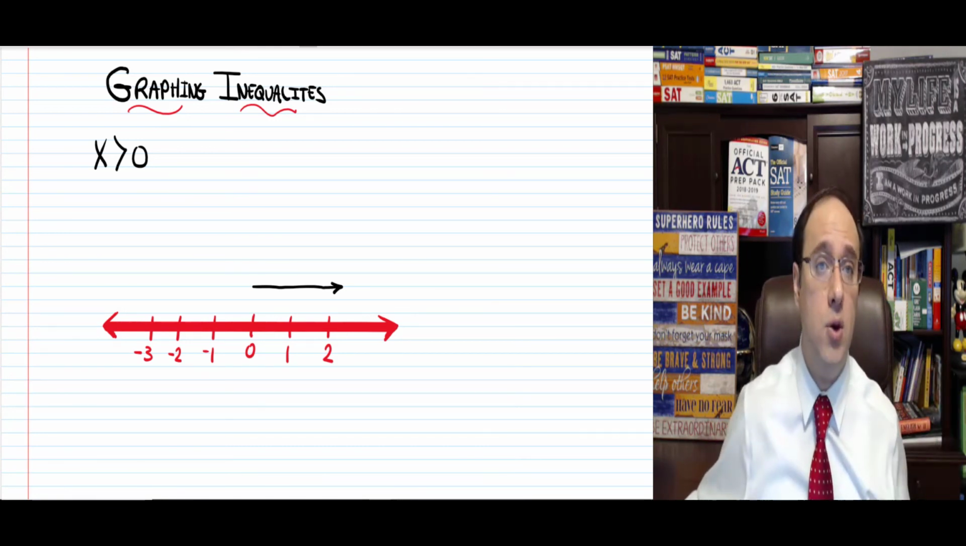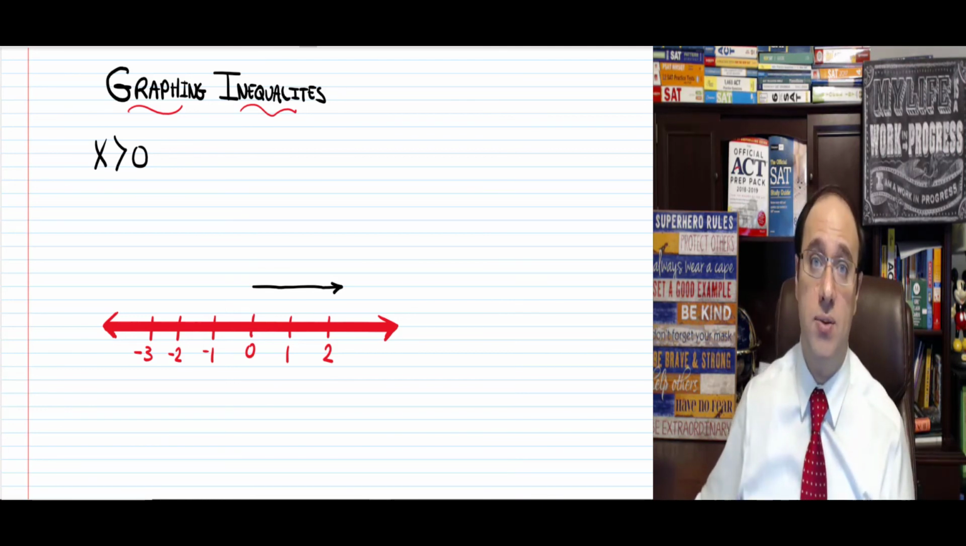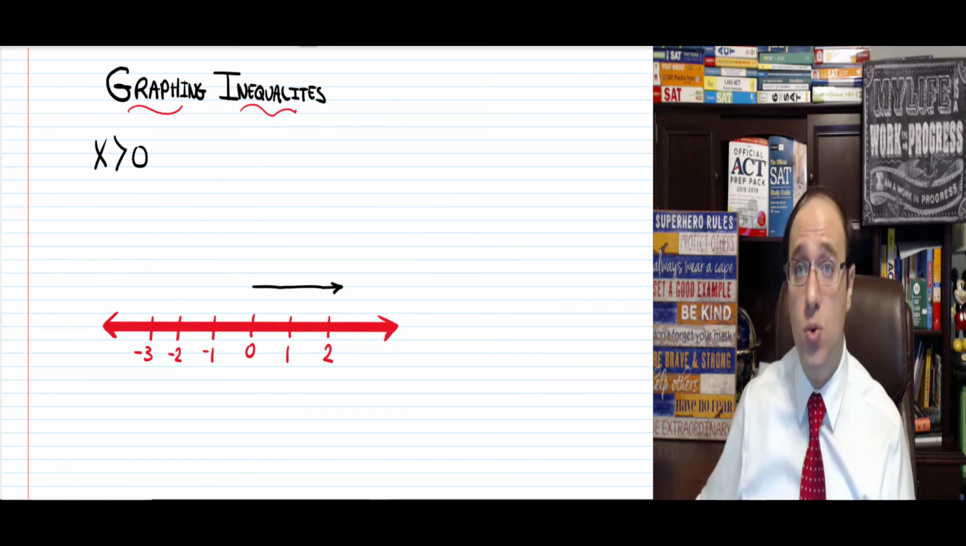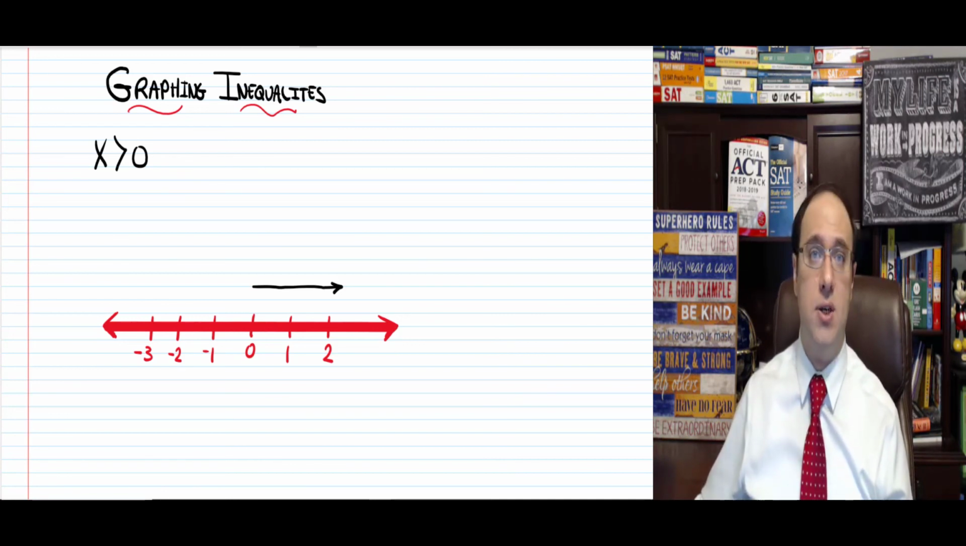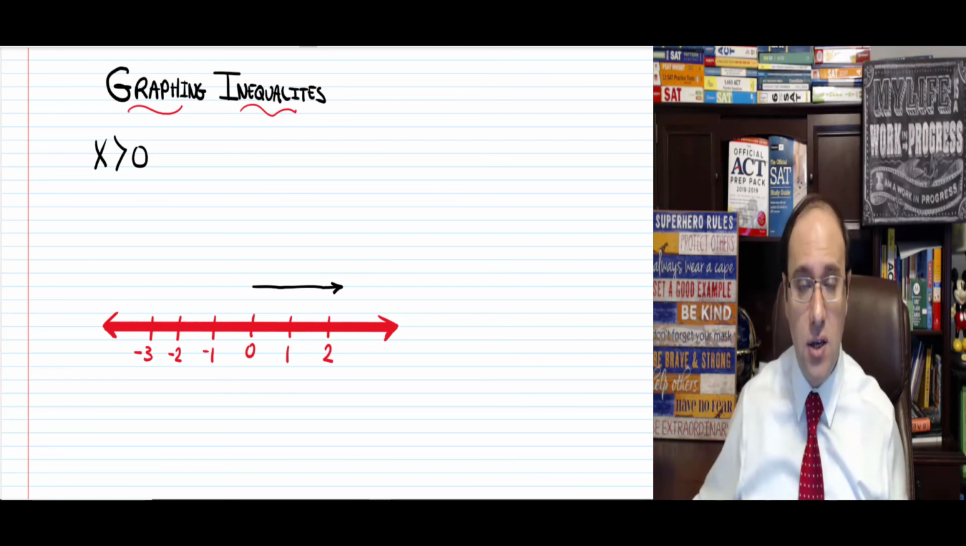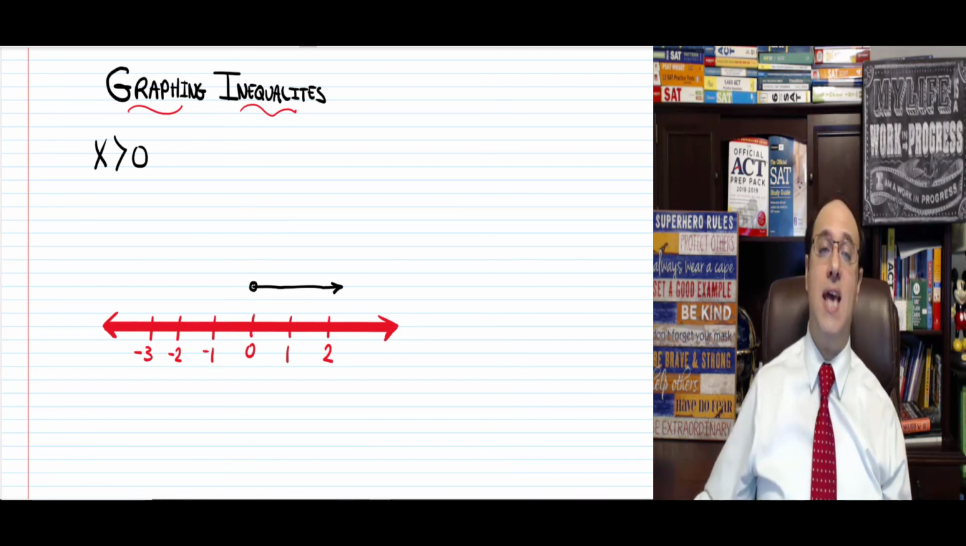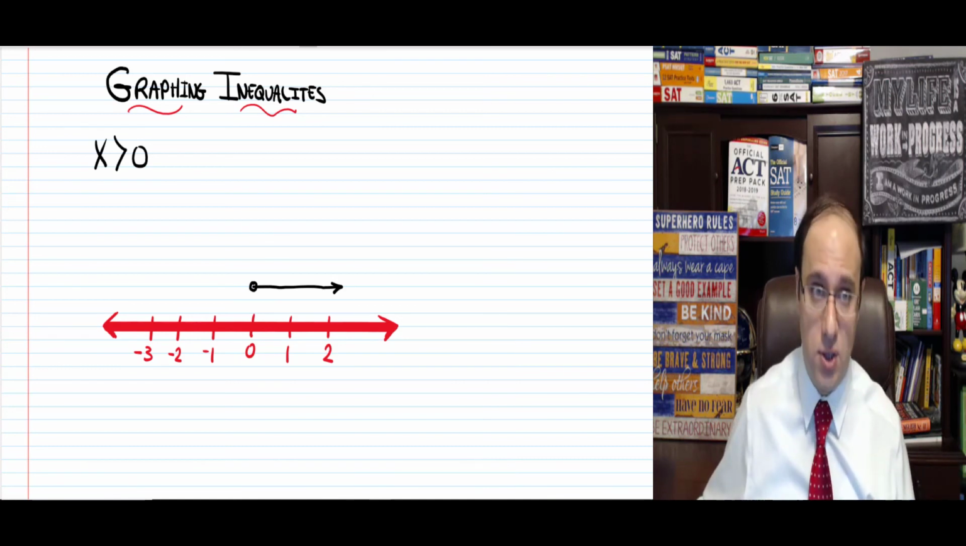But there's one little thing we still need to do. We ask ourselves, is x equal to 0 a possibility? Can x equal 0, or is it only greater than 0? Right here we have x is greater than 0. So at the 0, on the line we drew, we draw an open circle. This means x is greater than 0.